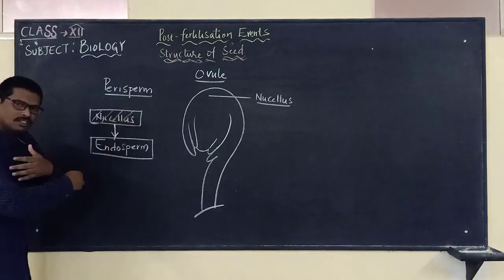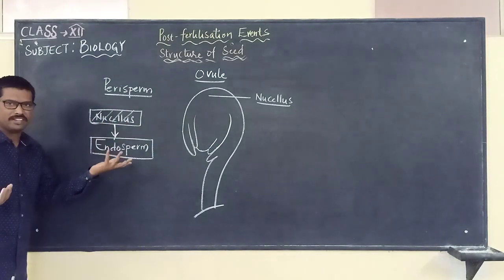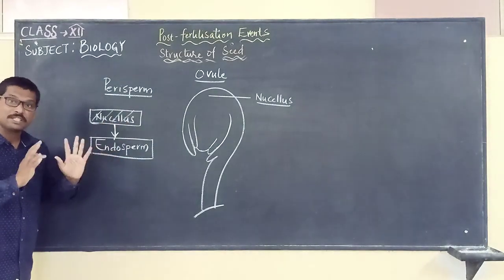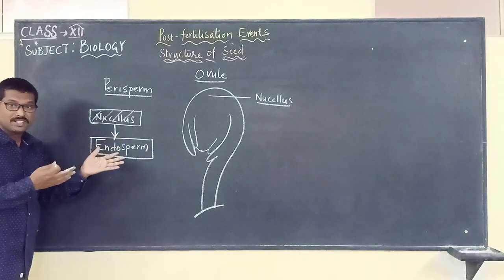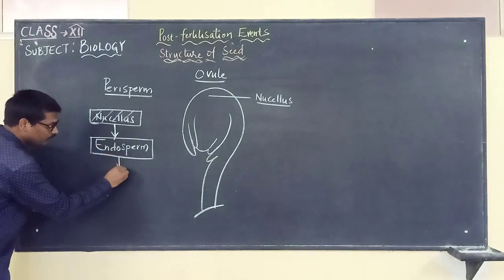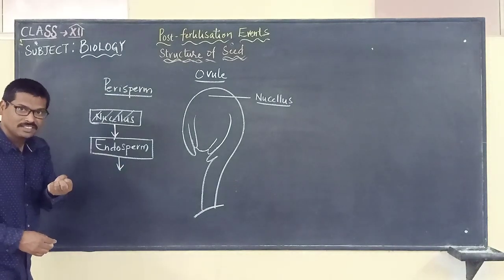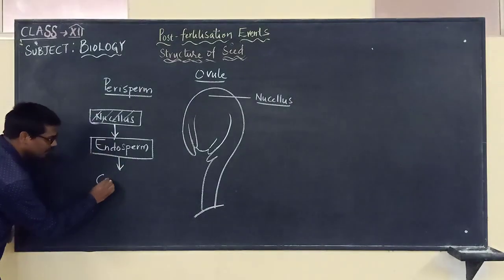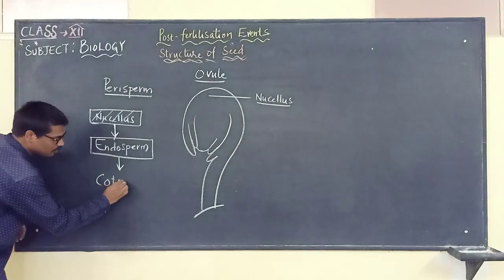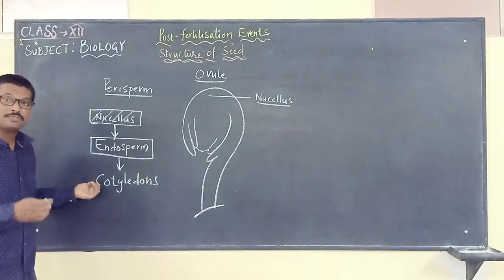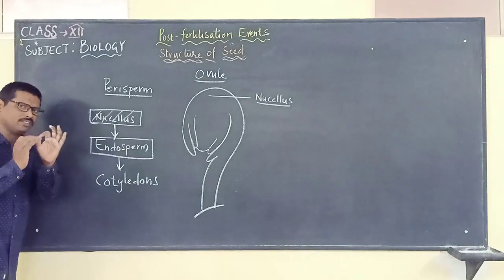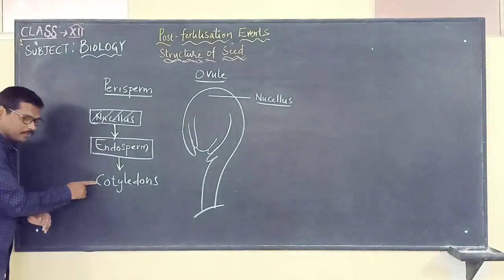It gets diminished, degenerates, disappears. The nucellus cells will be disappearing. And now what we said regarding the albuminous seeds, the endosperm will be absorbed, and in some cases, as we said, it is used in the formation of what? Cotyledons. And these cotyledons are also rich in what? Food material.